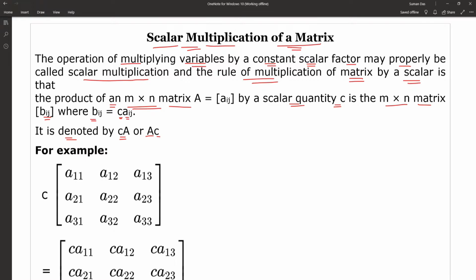Now it is saying the scalar number must be multiplied by each and every element of the matrix. Once again, whatever resultant matrix elements we are getting, each and every element comes from the source matrix, whose each and every element is multiplied by the scalar number.